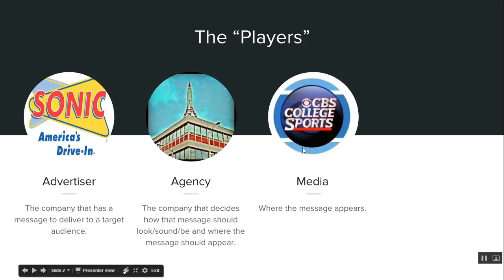Here I'm showing CBS Sports. That's because Sonic ads have appeared on CBS Sports, in this media outlet or this media vehicle. The ad agency actually helps the client choose where the ads appear. They help decide which media vehicles are the best choice for the message and for the intended target audience. More on that a little later.